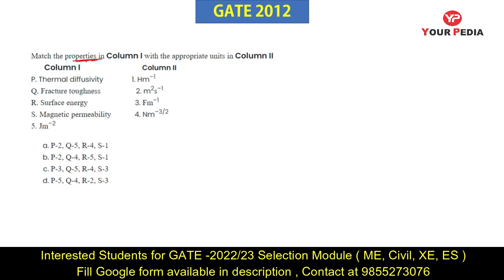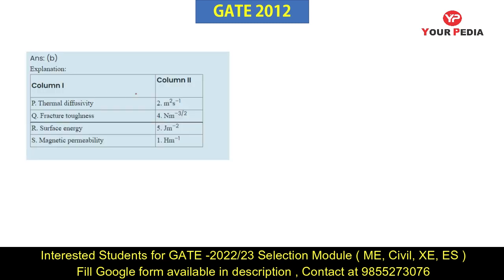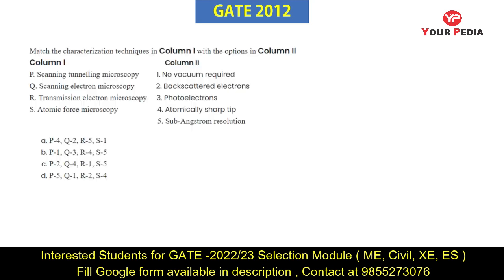Here you can see the properties and the appropriate units. So let me directly give you the answer so that you can understand: surface energy, fracture toughness, magnetic permeability and thermal diffusivity. Thermal diffusivity is meter square per second. Fracture toughness is Newton meter raised to power minus 3/2. Surface energy is joule per meter square, and magnetic permeability is Henry per meter. Some units are from electrical topics, and some units are from mechanical topics.